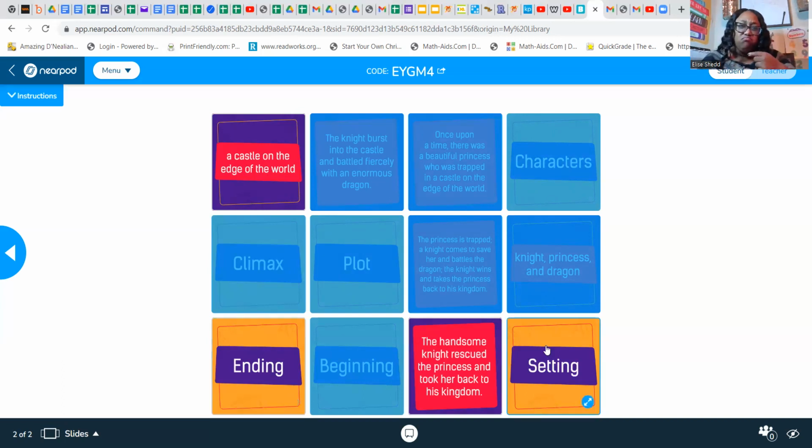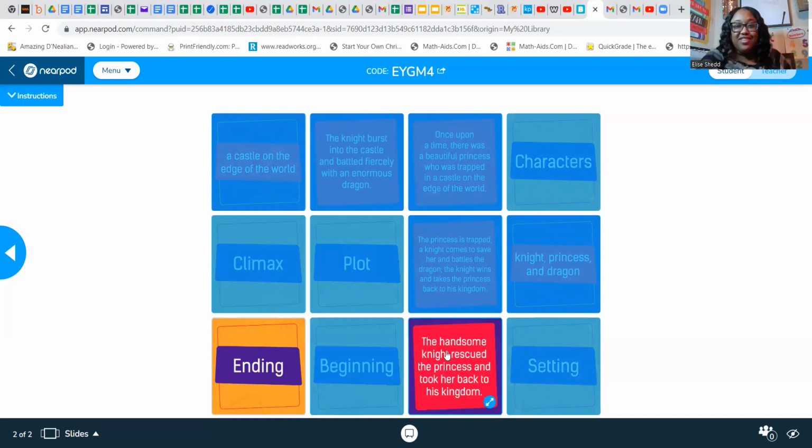Let's try setting. Setting is where the story takes place. Is it talking about the place? Is it talking about the end? All right. You're saying ending? Is that the end of the story? Oh, yes. It's talking about a castle, a place, a city. Let's see if you all are correct. Yes.